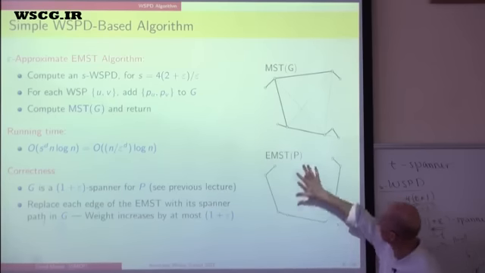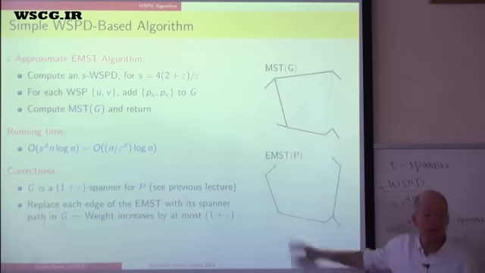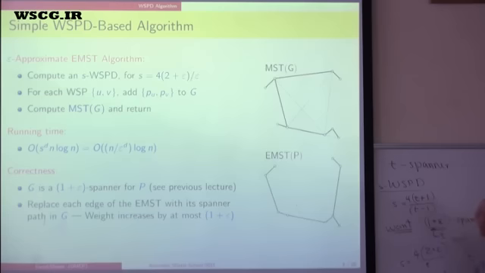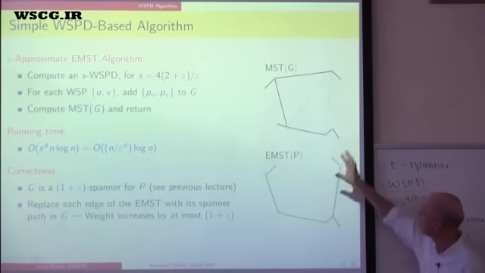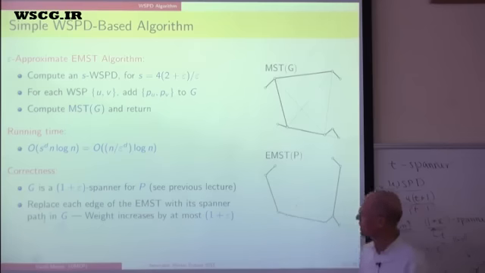But I want to claim that the weight of this tree and the weight of this tree are about the same. Okay? And by the way, don't take out your ruler. I drew this by hand, so there might be some edges that are not quite proper, but this sort of illustrates the idea here. So let's think about why this is the case.